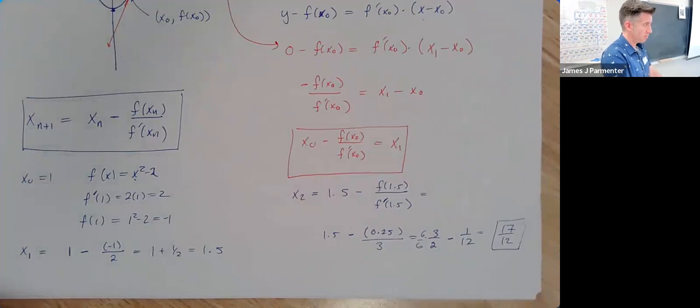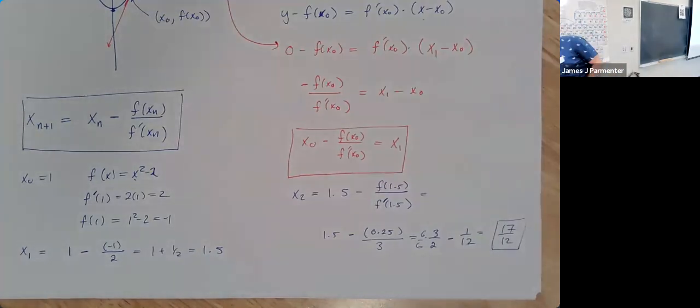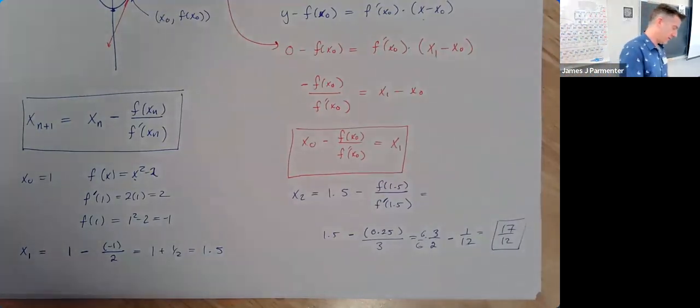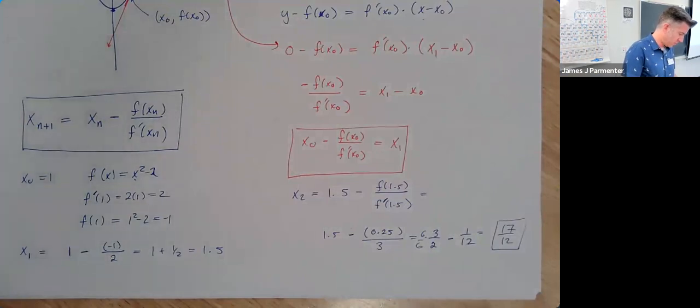Questions so far? We're choosing 1.46. Yeah, 1.415, I think, something like that. 17 over 12. Do I have a calculator? Of course I didn't bring a calculator. Why would you ever bring a calculator to this class, James? 17/12 is approximately 1.416.